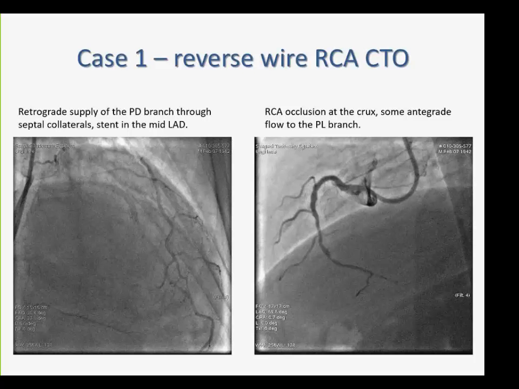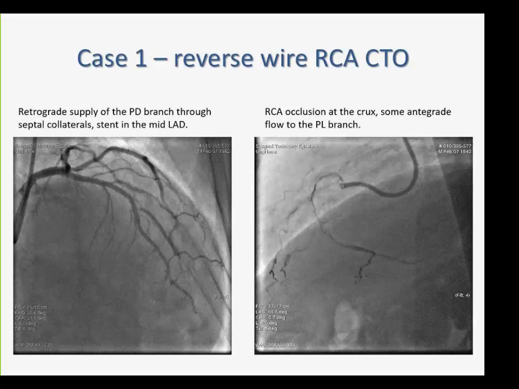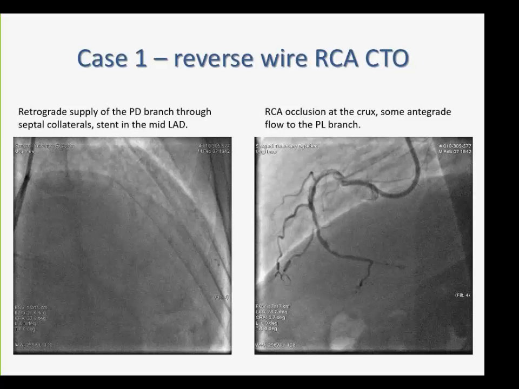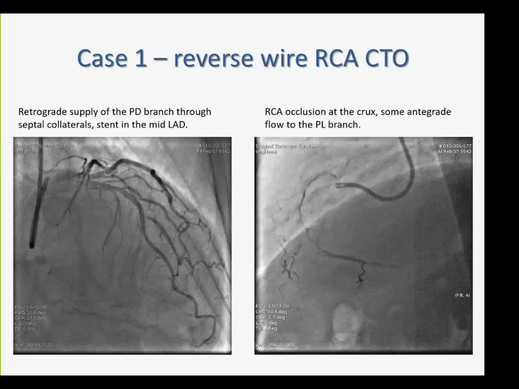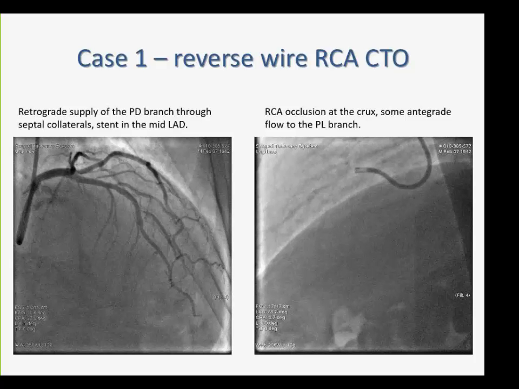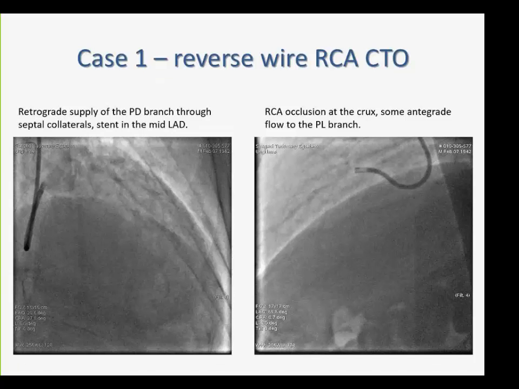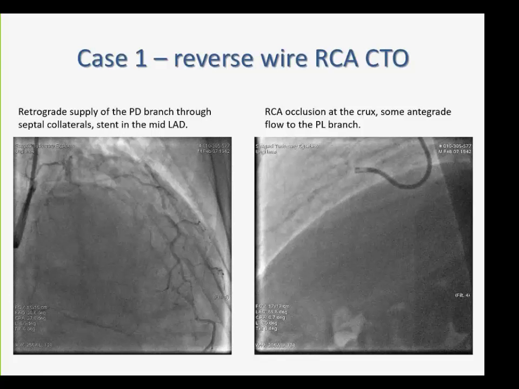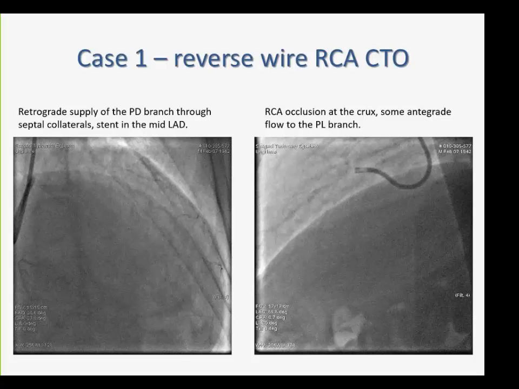So it looks like there is a very distal chronic occlusion of the right coronary artery. It's a diffuse disease of the right coronary. And there is a retrograde filling of the PD branch from the LAD. Because it seemed not to be very challenging from the antegrade side, we considered an antegrade approach, and also because part of the collaterals from the LAD was already covered by stents.